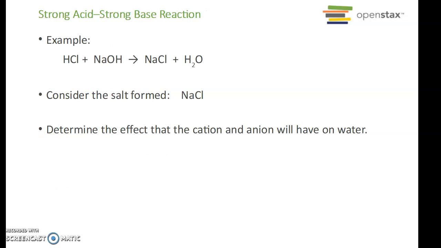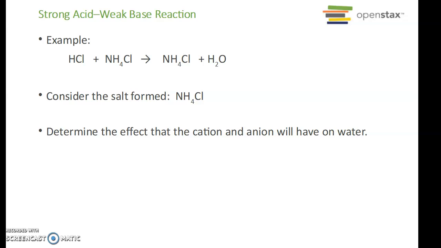Okay? So, for example, strong acid, strong base. Hydrochloric acid and sodium hydroxide form sodium chloride and water. The salt that's formed is NaCl, and you end up with a neutral solution. If you have a strong acid and weak base, here you've got HCl and ammonia. The resulting salt is ammonium chloride. And here you end up with something that is weakly acidic.